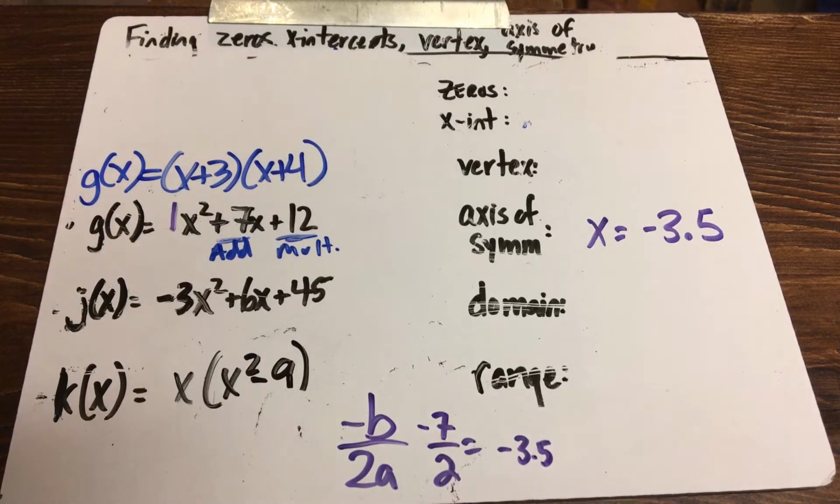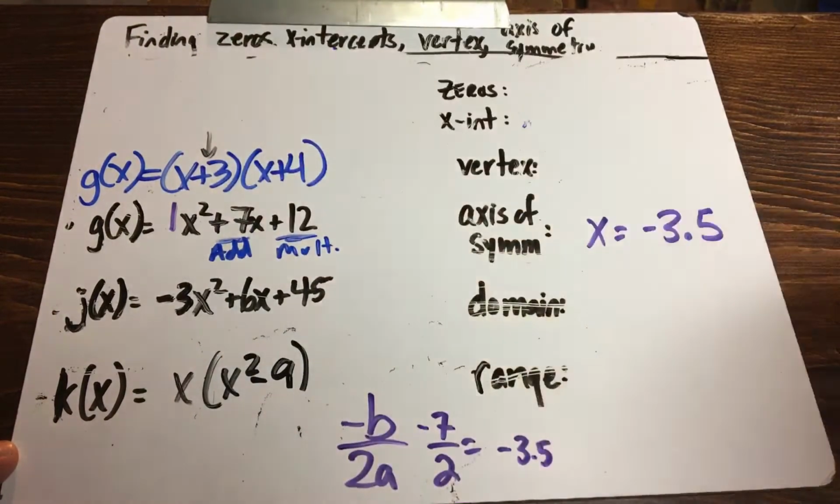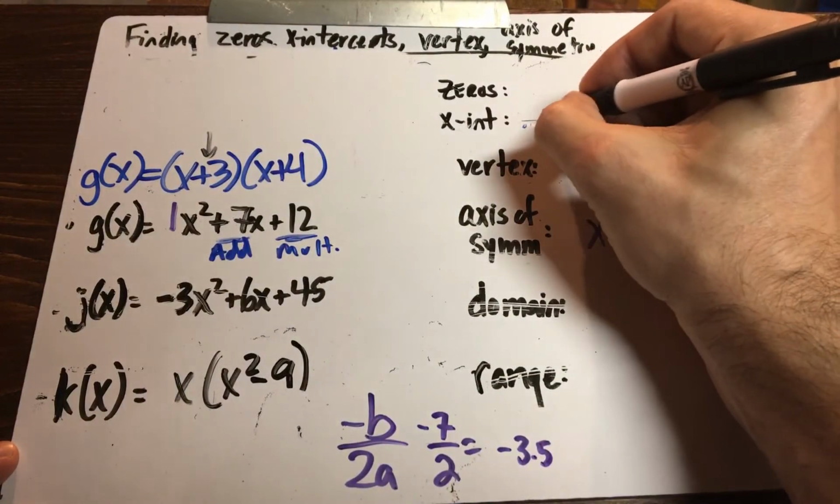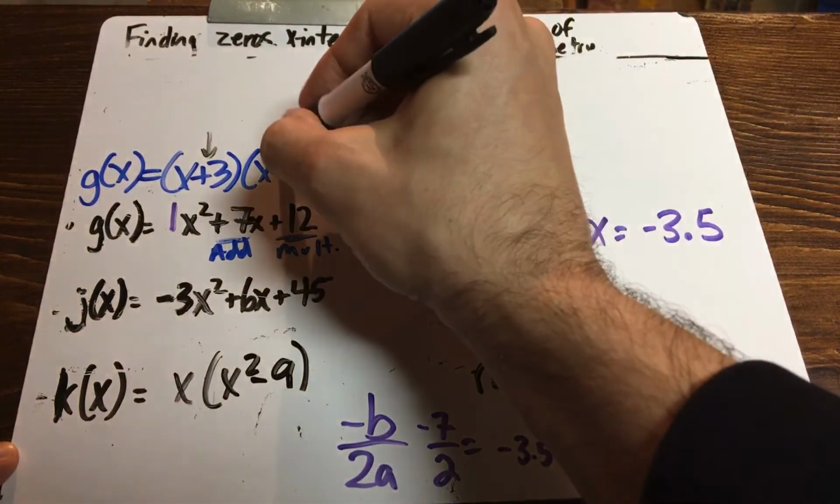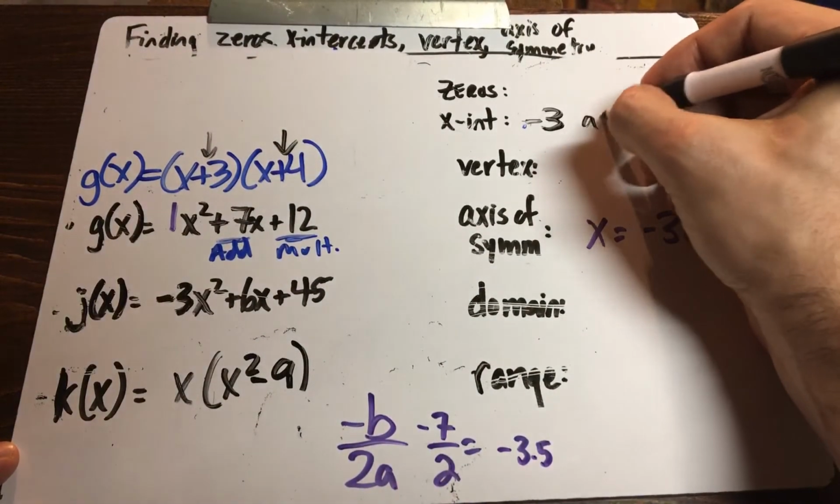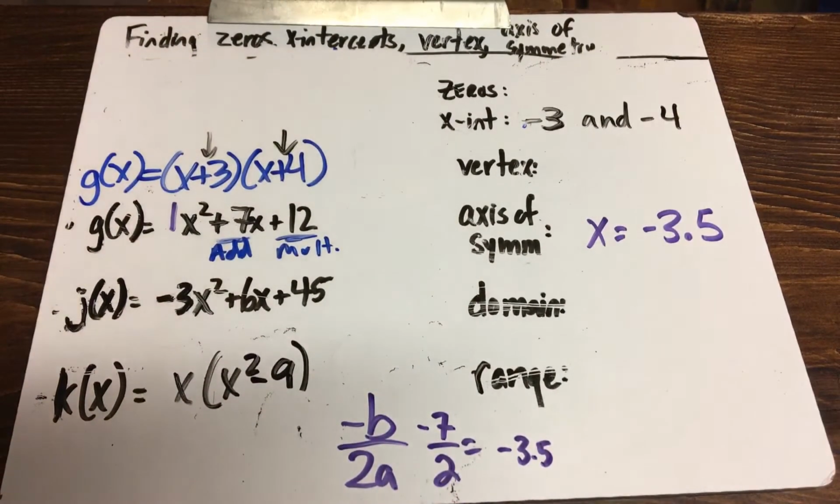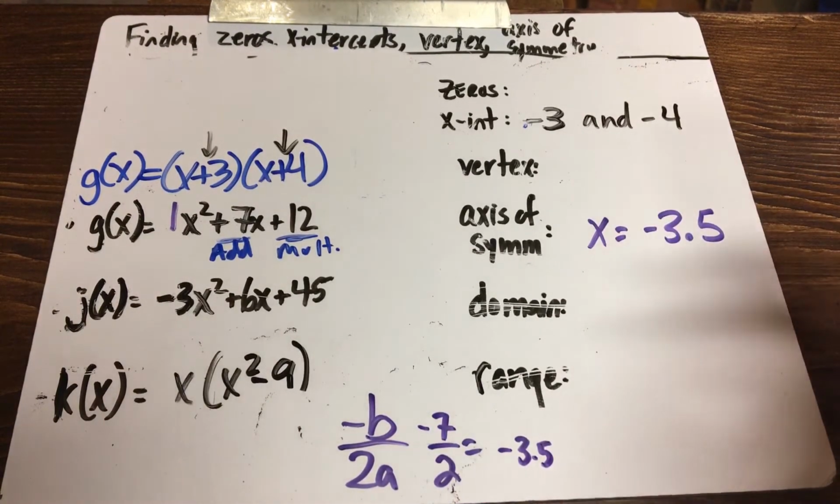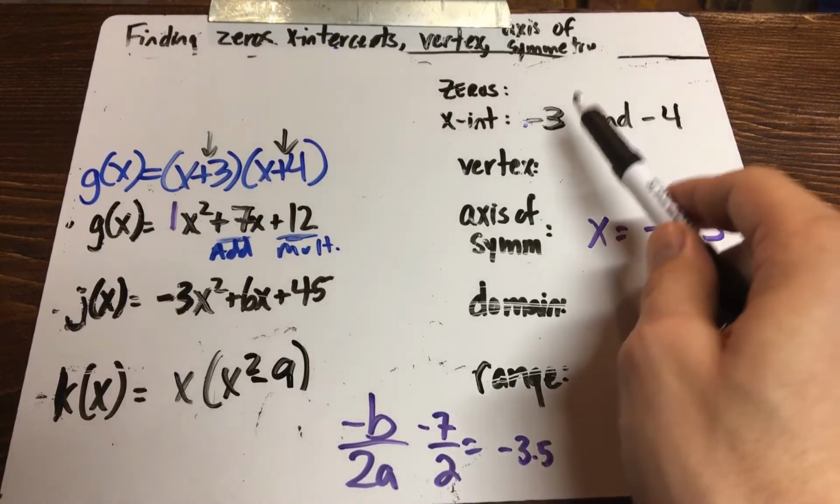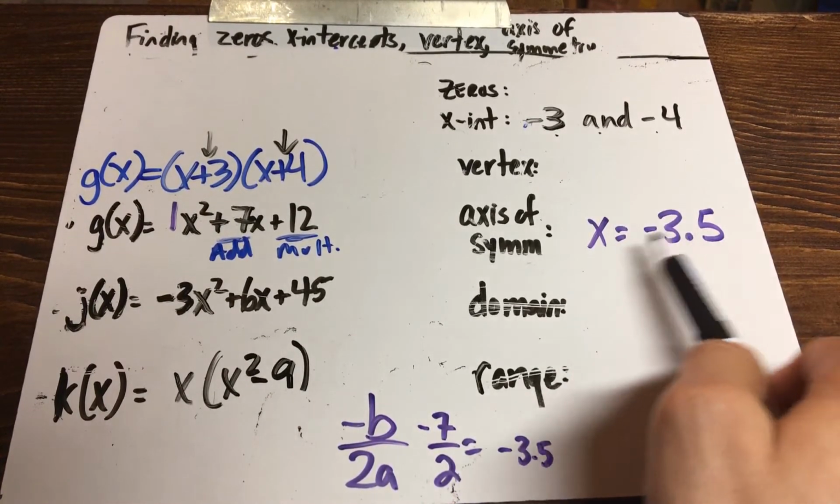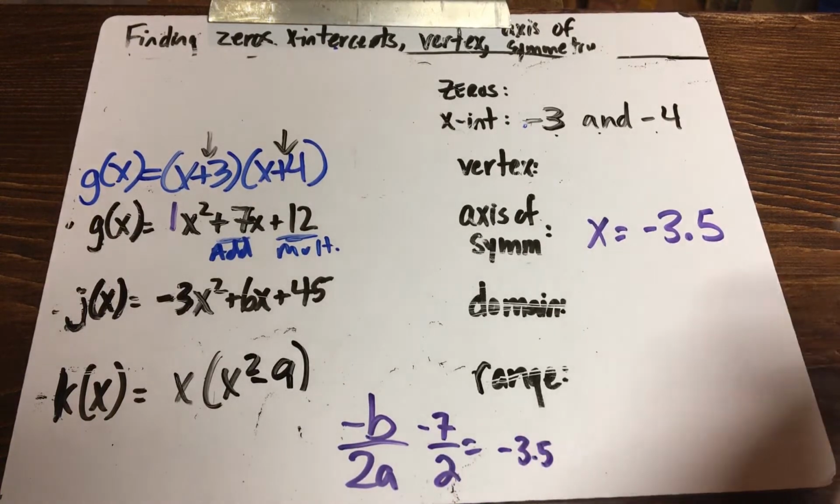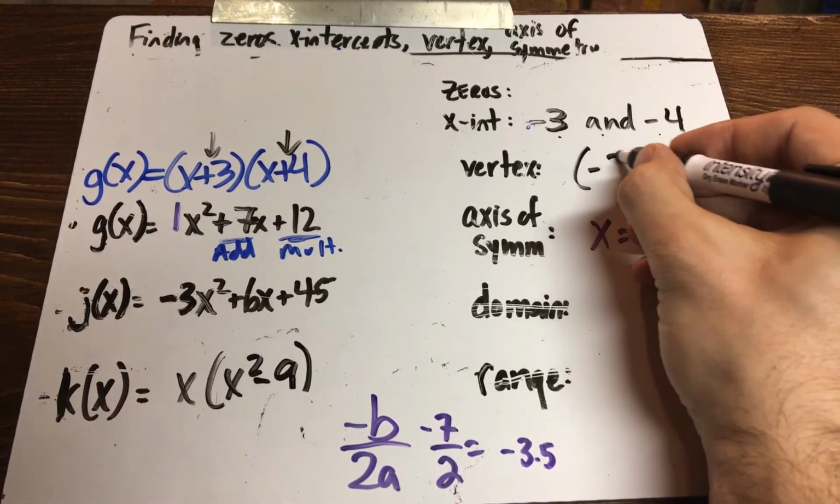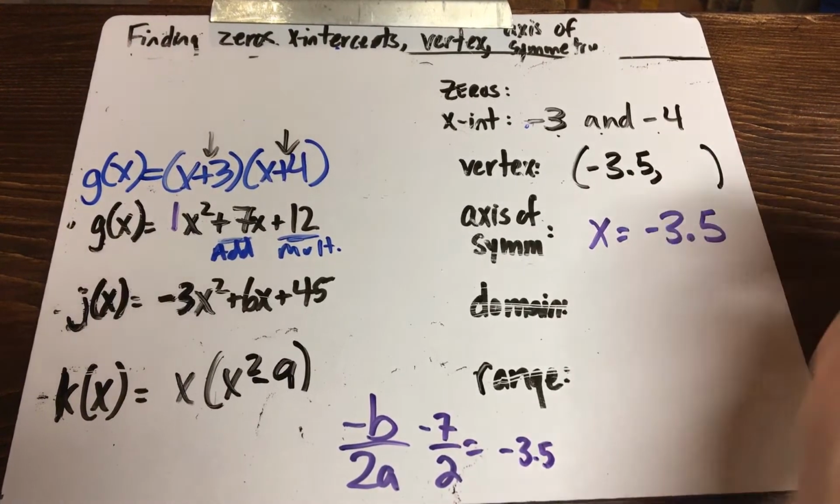And so if it looks like this, we could say, okay, the plus 3 actually means 3 to the left, negative 3. And the plus 4 right here actually means 4 to the left. So our zeros are negative 3 and negative 4. Our x-intercepts are negative 3 and negative 4. And then we could find what's halfway in between negative 3 and negative 4. It's negative 3.5. And that is our axis of symmetry. That's also the first part of our vertex. That's the x-coordinate in our vertex.